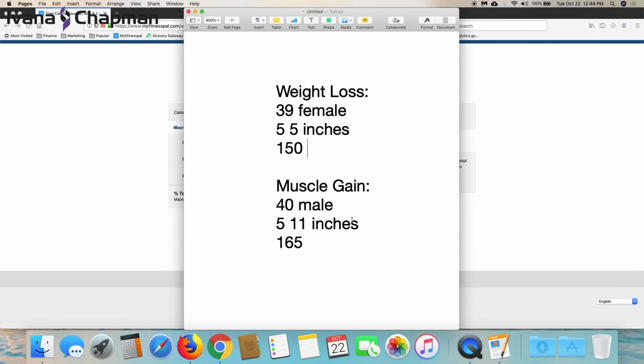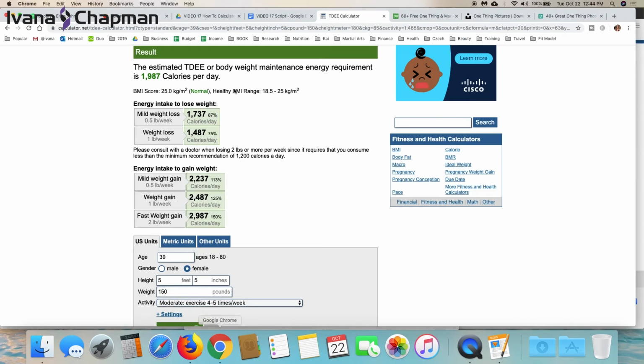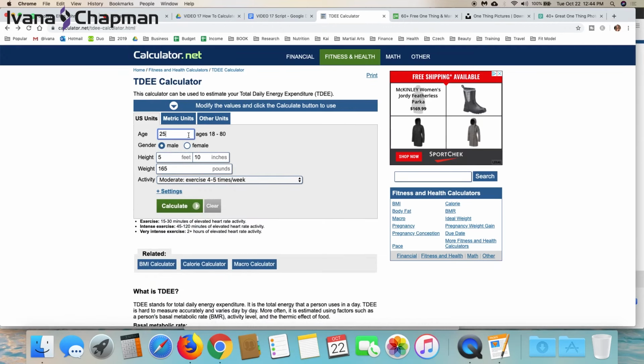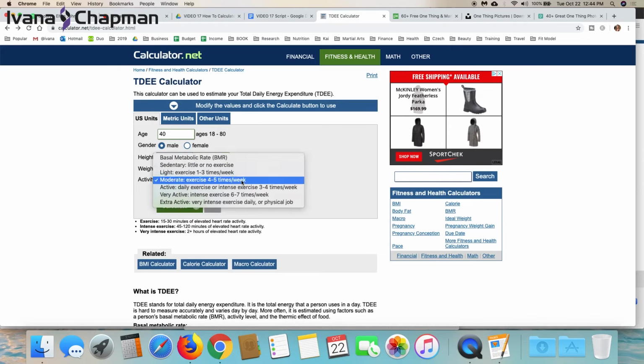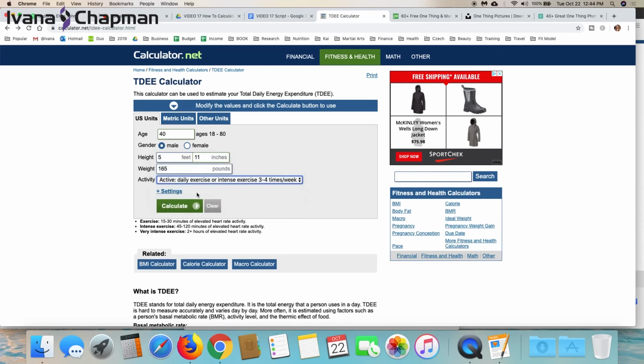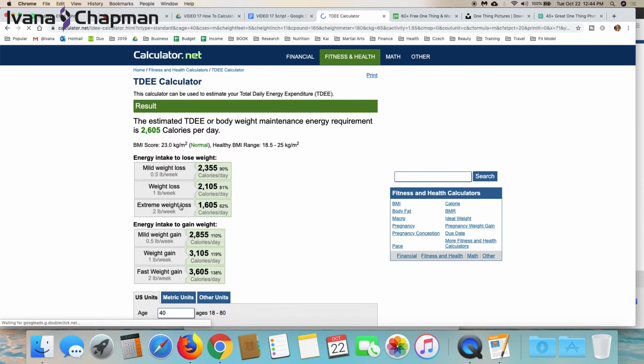So this is going to be our male, the 40-year-old male. So I'm going to go back to this again. So back to the calculator. Here's our 40-year-old male. And he is 5 foot 11 inches. And we said he's 165 pounds. And we're going to also assume, let's make him active. Daily exercise 3 to 4 times a week. And we're going to calculate that.